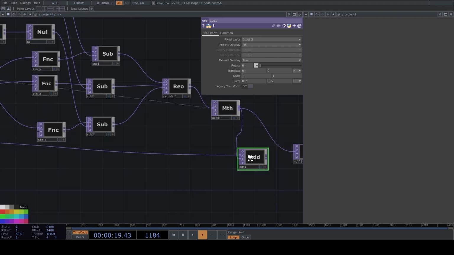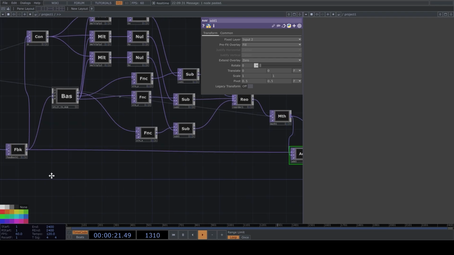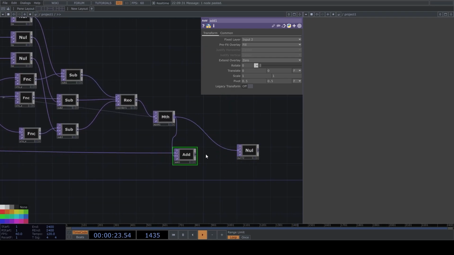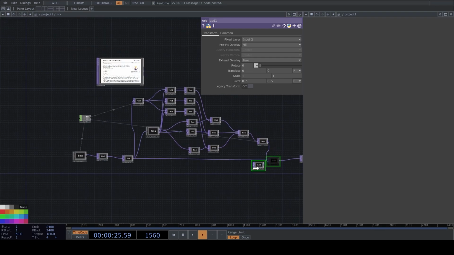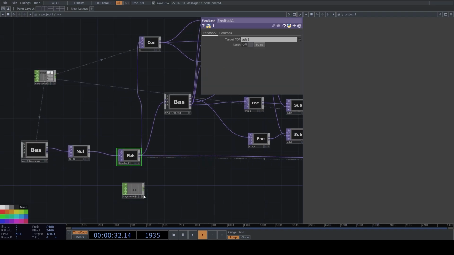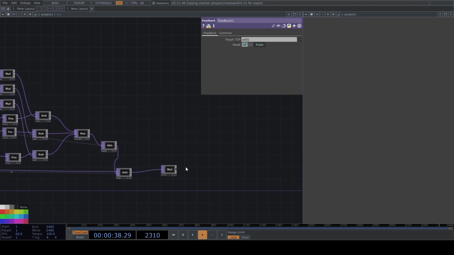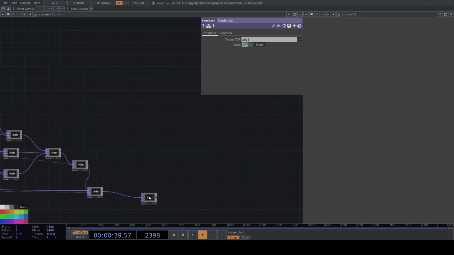Next, we need to add it to feedback here. Now let's build a simple instancing system.